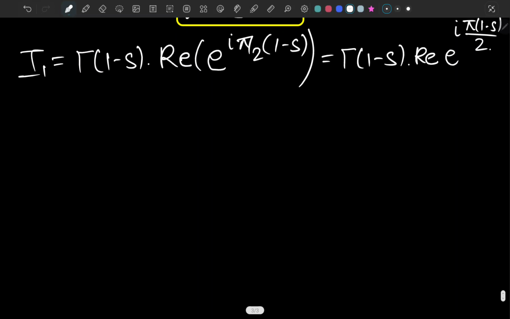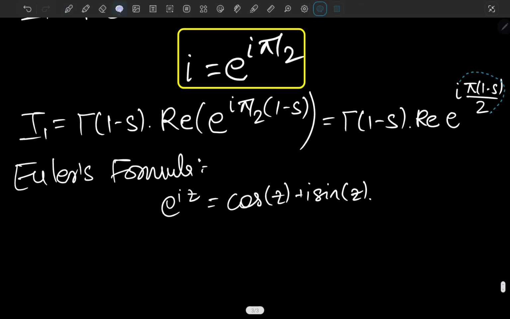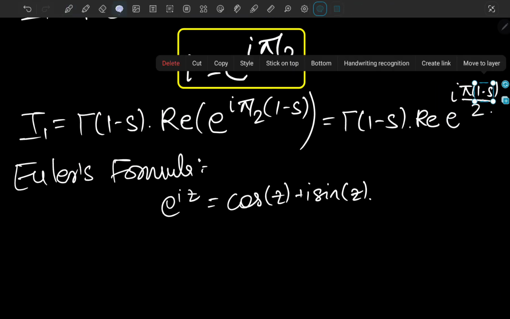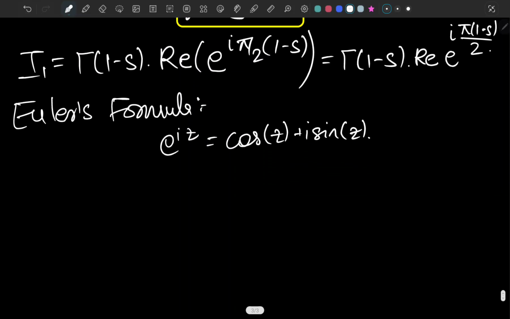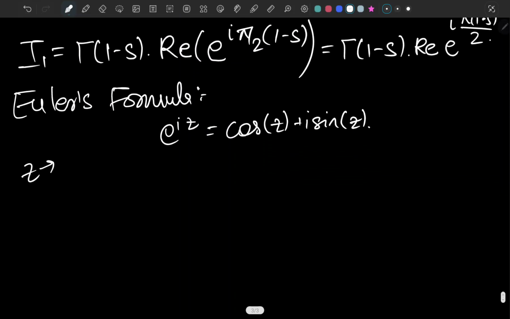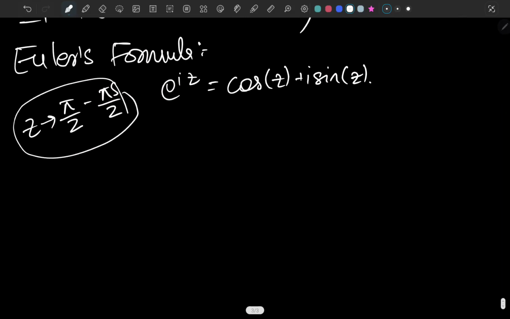Now let's talk about Euler's formula again. Euler's formula: e to the iz equals cosine of z plus i sine z, right? I hope you are clear with that. Now if we replace z with pi over 2 minus pi s over 2, this is what we are going to do here.